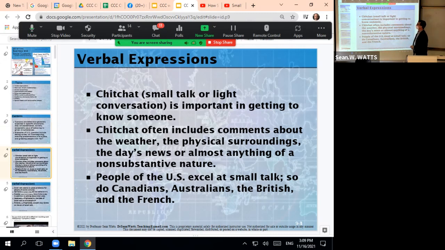So, chit chat, small talk or light conversation is important in getting to know someone. How can you get to know somebody if you're not really supposed to do your style of conversation if it's going to offend somebody? That idea of chit chat often includes comments about the weather, the physical surroundings, the day's news, almost anything of non-substantive nature. However, am I allowed to talk to you about your clothes? I'm talking to one person.